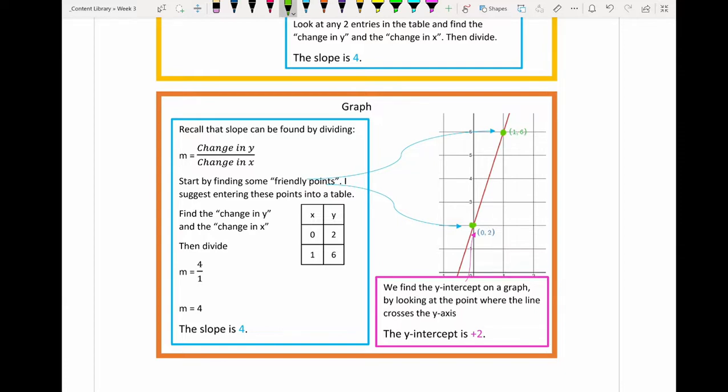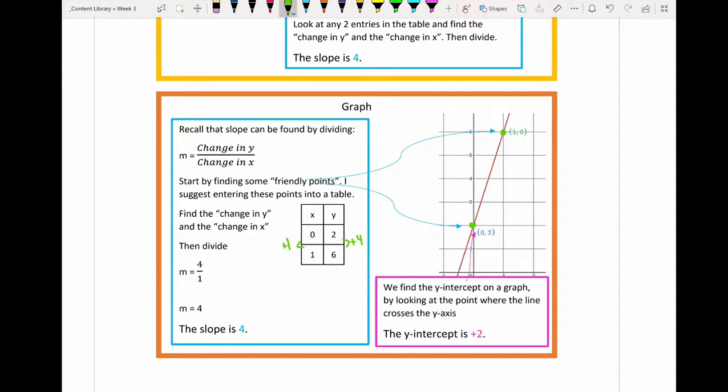It's helpful to put those into a table, even if it's just a short one with only 2 points, to help us figure this out. From there, we can easily see our change in y and our change in x, and then we can put that into our slope formula and divide, and we get our slope is equal to 4.